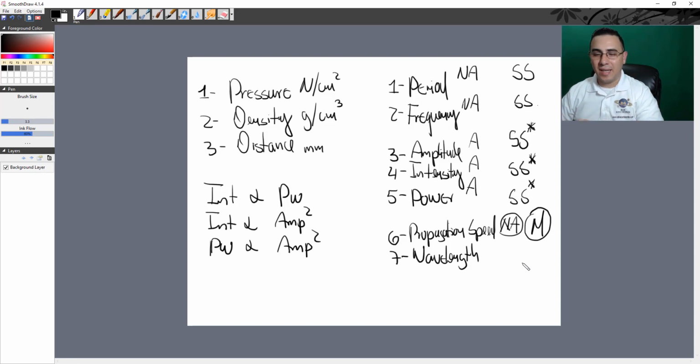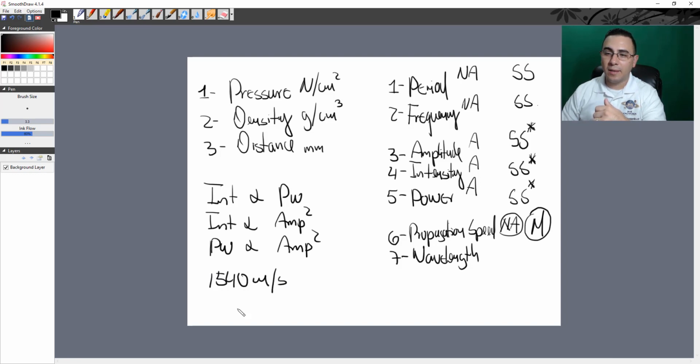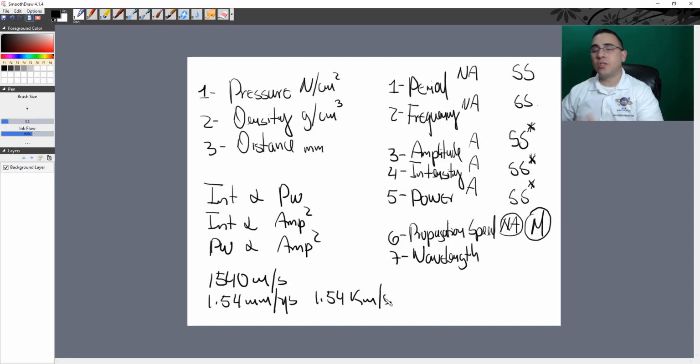But please don't forget this. If we have more elasticity, which is the ability of a tissue to deform, then we have less stiffness, and less stiffness gives you less propagation speed. In other words, elasticity and propagation speed are inversely related. For propagation speed, we use meters per second. Don't forget the propagation speed in soft tissue, which is 1540 meters per second. It is also expressed as 1.54 millimeters per microsecond and 1.54 kilometers per second. Everything is the same thing.